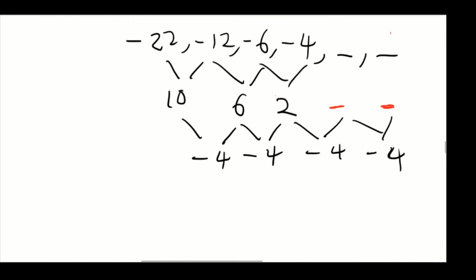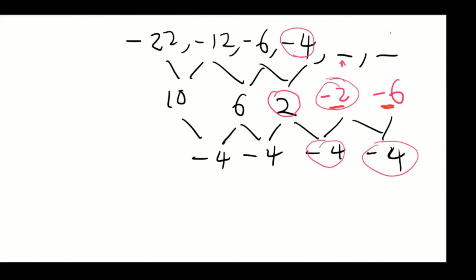To find them, we're going to say that this 2 plus this minus 4 is going to give us minus 2. And we add this minus 2 with this minus 4 to get a solution of minus 6. Then to find these terms here, minus 4 plus minus 2 is going to give us minus 6 here. And this minus 6 plus this minus 6 is going to give us minus 12. So your next two terms are minus 6 and minus 12.